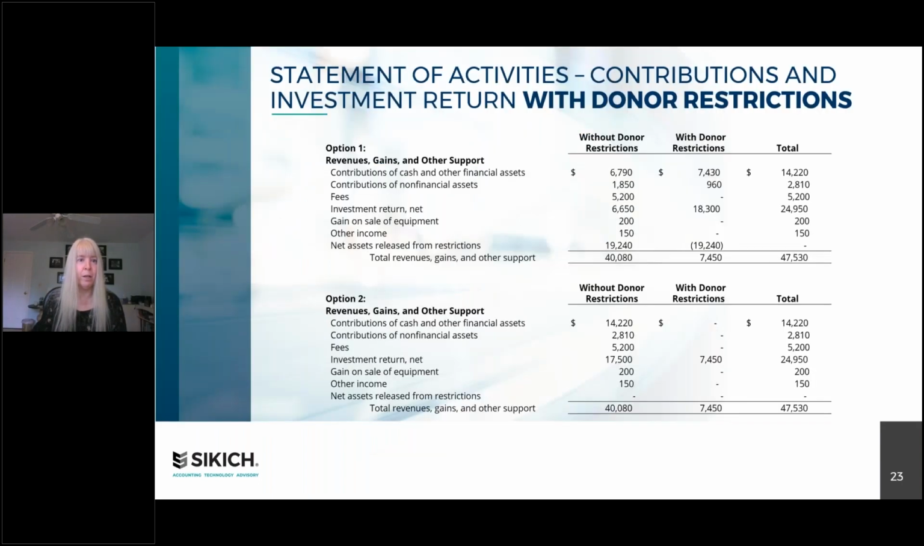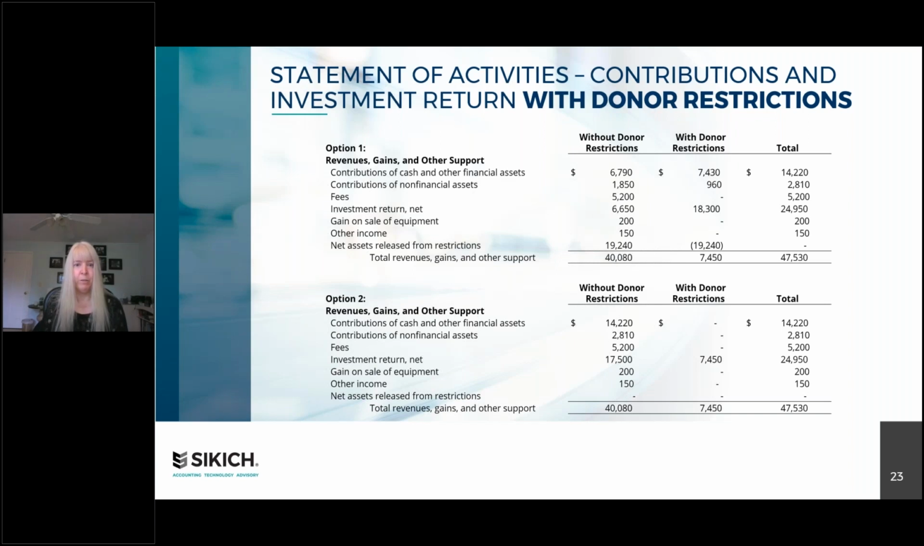So I'm going to give you an example. I took that statement of activities from the FASB codification and showed an example of what it would look like under option 1, where the activity is flowing through with donor restrictions and then being released, or option 2, where you have the amounts that have been satisfied in the same period showing up in without donor restrictions directly. So for this example, I just assumed that the contributions of cash and contributions of non-financial assets, those restrictions were all met in the same period.